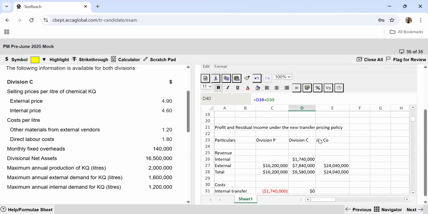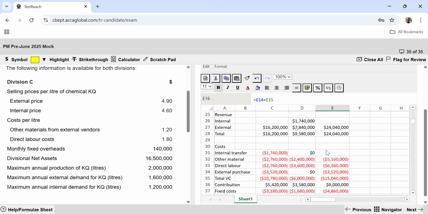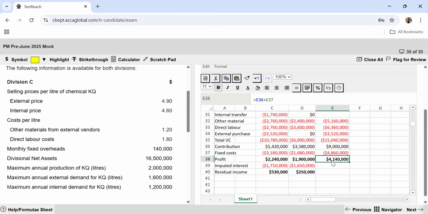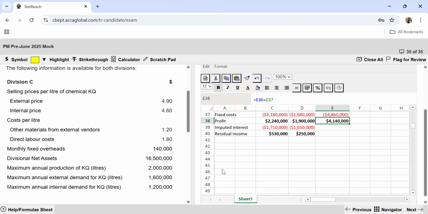And what about the overall company as a whole? 3740. Profits have risen to 4140. So now this information is going to help us frame the answer for our comment part. So in the comments, we are going to say the new transfer pricing policy has actually improved the profits for both the divisions also, as well as the group as a whole. So it's an improvement definitely over the previous policy.